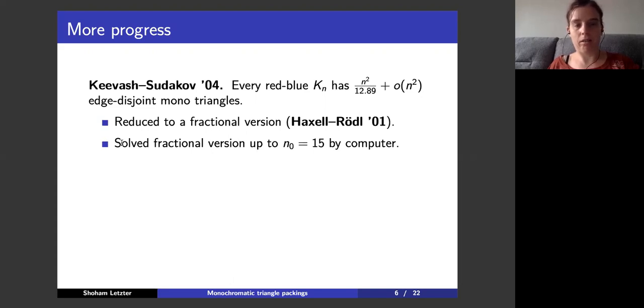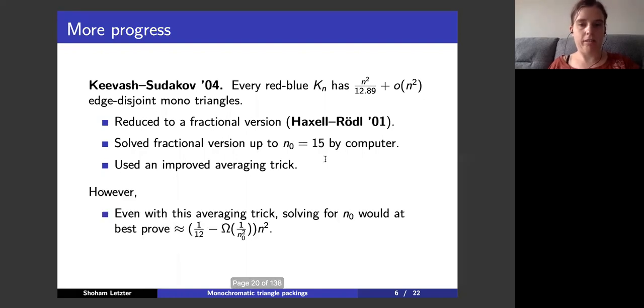And this enabled them to use computers. So for K11, you can do things by hand, but it gets kind of nasty, and later it gets pretty much intractable. So at least you can do a bit better by using the fractional version and using a computer. And they had a nicer averaging trick that allowed them to push this bound for 11 to get a better bound than what we would have gotten by just using Wilson's theorem. However, even with this better trick, just looking at a small n0 will not prove the result, no matter how large my n0 is.